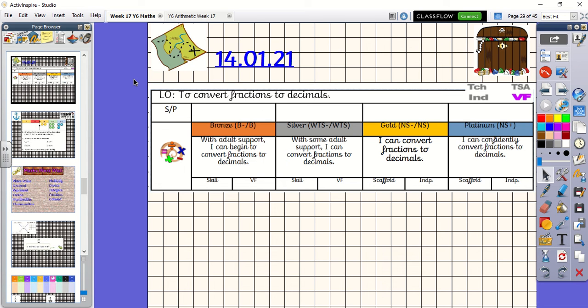It is Thursday the 14th of January, and today in our maths lesson we are going to be converting fractions to decimals. So yesterday we looked at converting decimals to fractions, so today we're going to do the opposite.